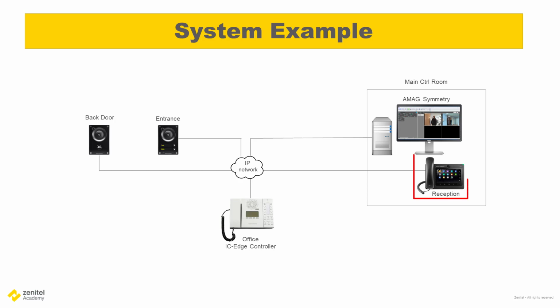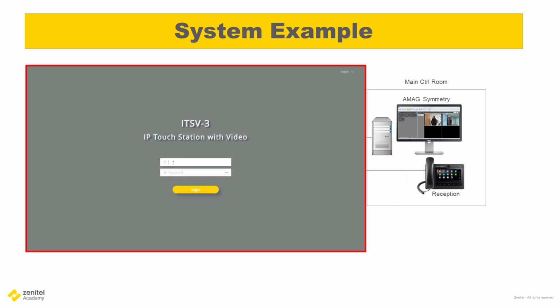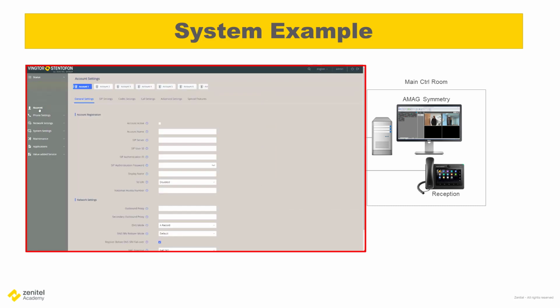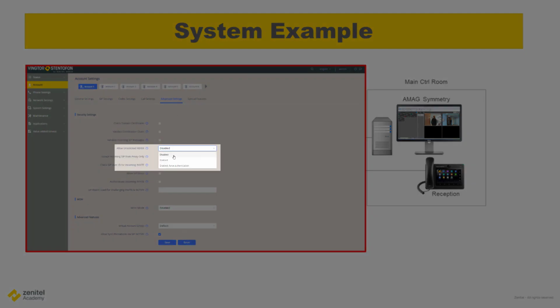If the operator station is the ITSV phone, there is one setting which is required in the phone to make it work with AMAG Symmetry. Log in to the ITSV phone, and select the account in use. In the Advanced Settings, set Allow Unsolicited Refer to Enabled. Save and apply the settings.